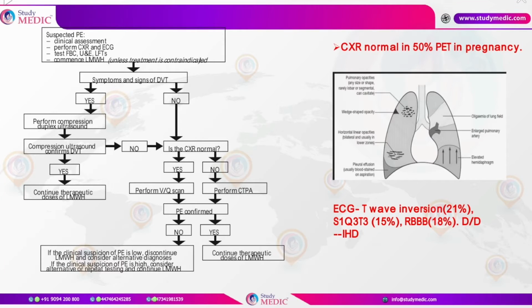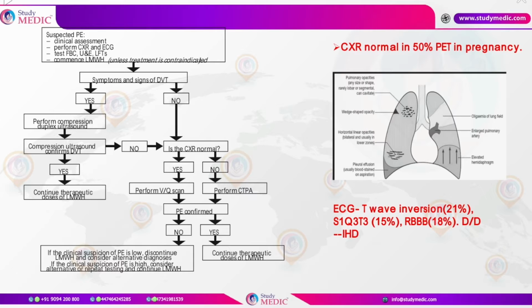Coming to a very important condition, pulmonary embolism. Whenever there is a suspected pulmonary embolism, you need to do a quick clinical assessment, perform X-ray and ECG, get blood tests done like full blood count, urea, electrolytes and LFT, and start low molecular weight heparin unless it is contraindicated, because it is a very quick emergency situation.